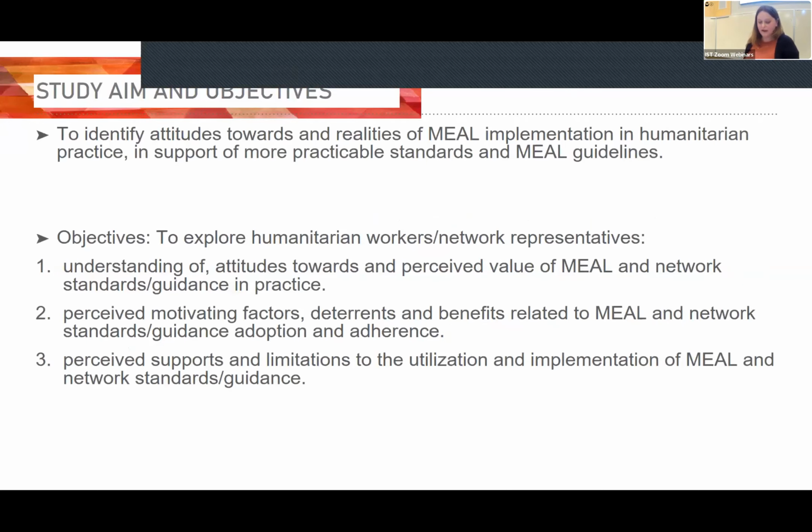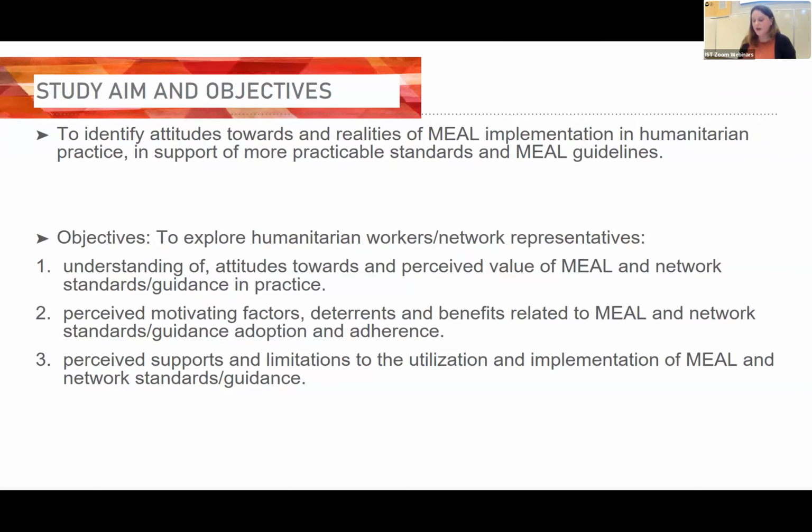So this study aims to identify the attitudes towards the realities of MEAL implementation and support for more practical standards and MEAL guidance. The objectives were set out to explore humanitarian workers' and network representatives' understanding of, attitudes towards, and perceived value of MEAL and standards in practice, their perceived motivating factors, deterrents, and benefits related to MEAL, as well as the adoption and adherence to standards, and the perceived supports and limitations to the implementation of MEAL and standards.